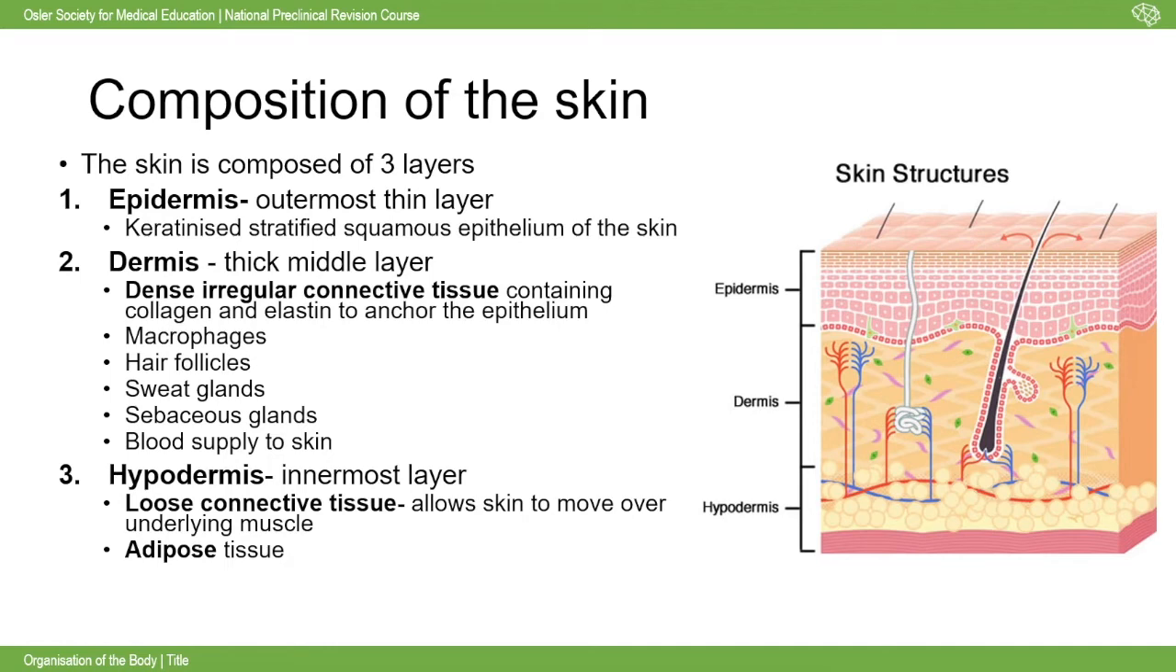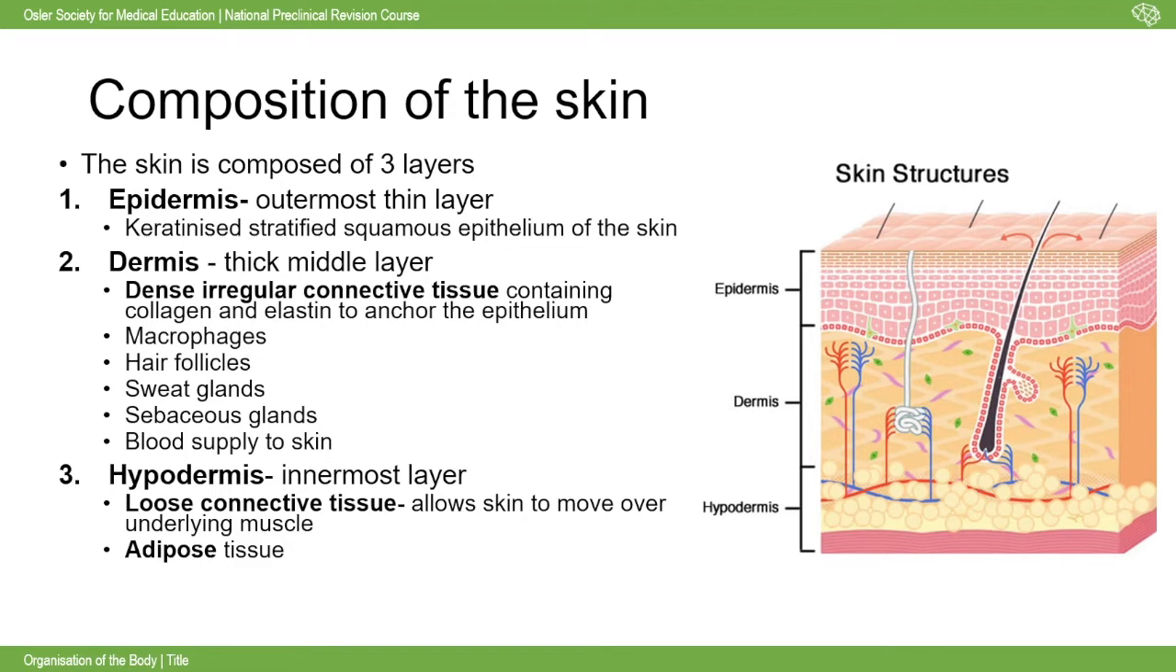You want to make sure that there's a lot of adhesion between your dermis and your epidermis so that friction isn't going to remove the epidermis. So those undulations help with that. We also have macrophages present, hair follicles, sweat glands and sebaceous glands.